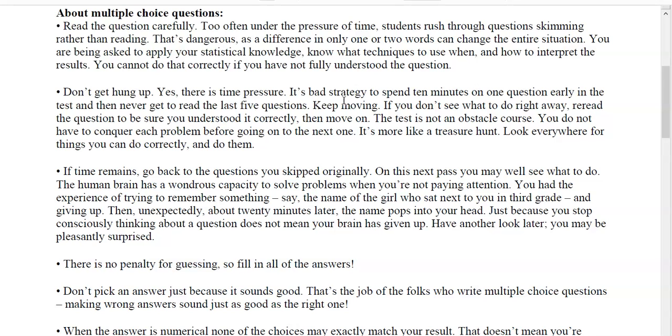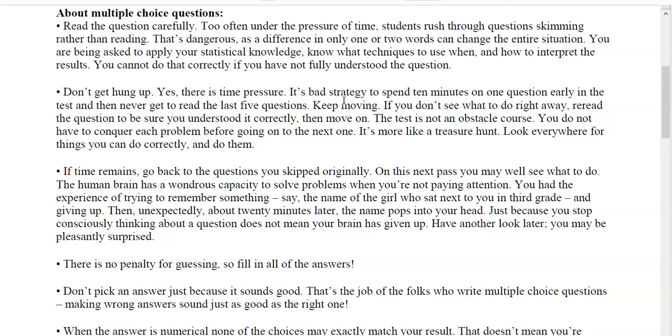Of course, make sure when you're bubbling in your Scantron that you also skip over that, and maybe circle it or something so you know that you skipped that question and you can come back to it. But make sure that you show off what you know and take the time to do as many questions as you can.